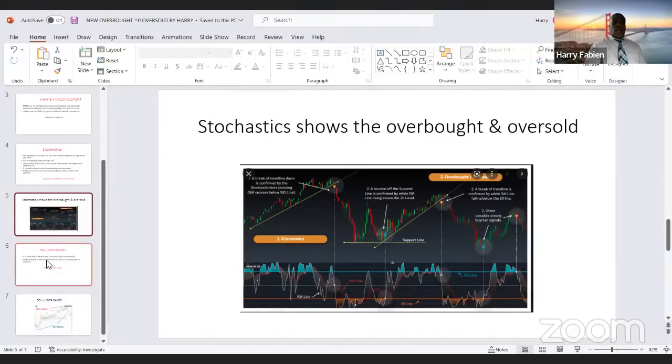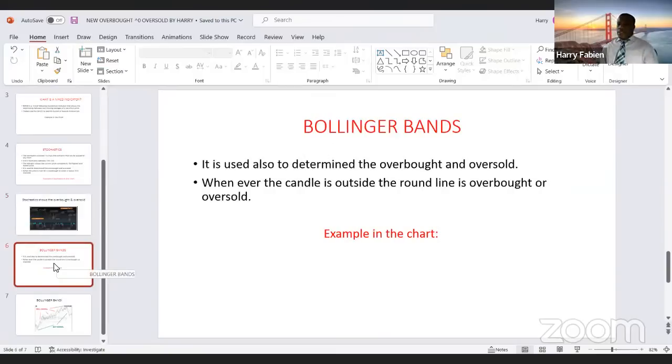I'm going to show you something called Bollinger Bands. It's another way to use this. Now, listen, you can go back to the video and watch. Bollinger Bands are the same thing as stochastic: you can identify the overbought and the oversold. That's another way to identify overbought and oversold, by using Bollinger Bands.